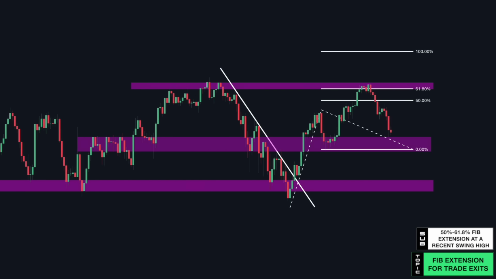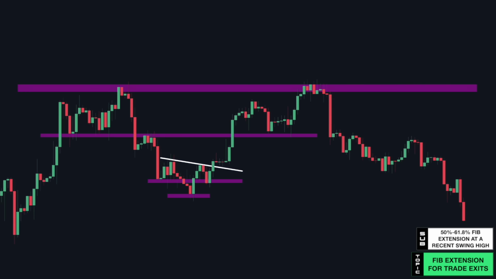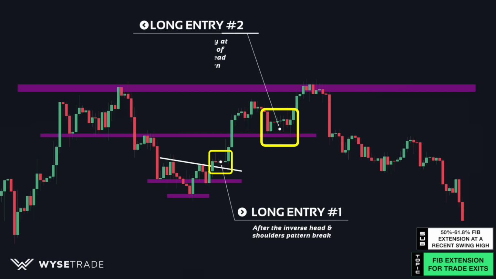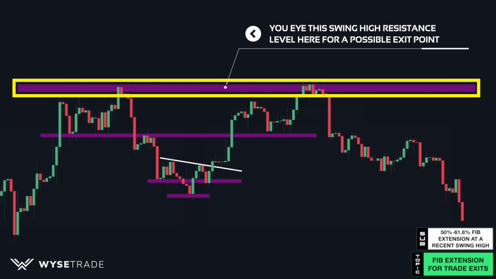So let's show this again. So you went long at this inverse head and shoulders pattern and break here, or through the continuation entry here at the right shoulder of another inverse head and shoulders pattern. You are then eyeing this key resistance level here for an exit point, as it is a swing high and highest price point in recent time.